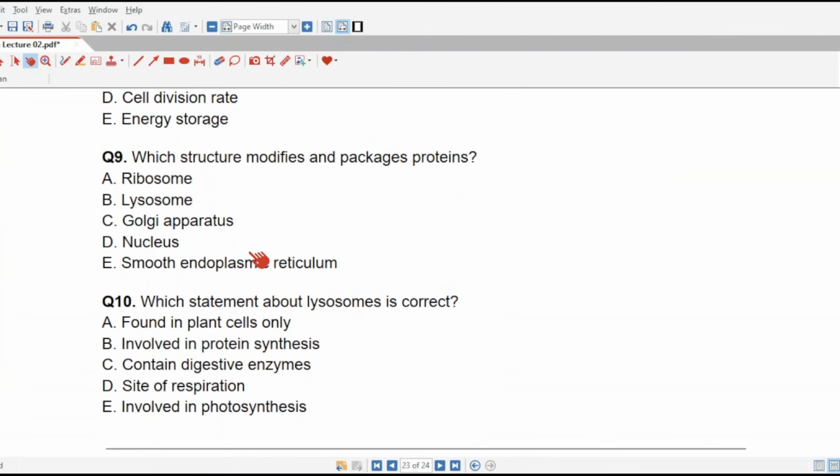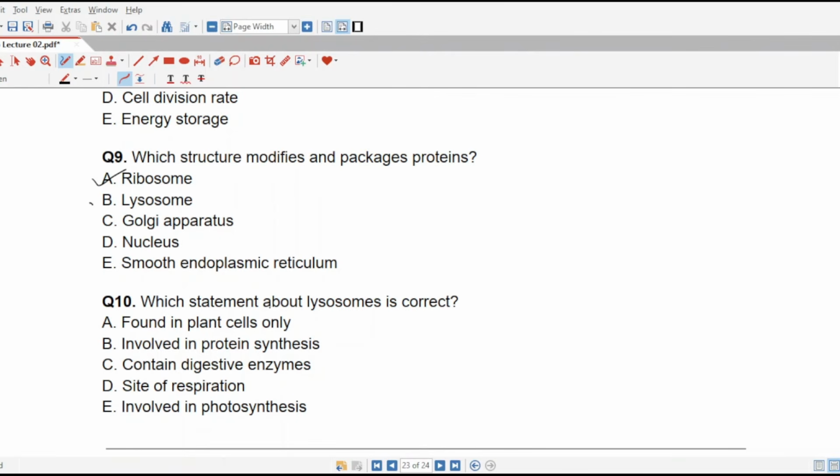Which structure modifies and packages protein? Remember, ribosome makes protein. Lysosome is involved in phagocytosis, or eating up of cell or debris. Golgi apparatus does the packaging of protein. It also gives direction for the protein to go to its destination. What about nucleus? Nucleus doesn't package protein. Nucleus gives the genetic code. What about smooth endoplasmic reticulum? Smooth endoplasmic reticulum makes lipids or steroids. Also, it can help in detoxification or calcium ion storage.